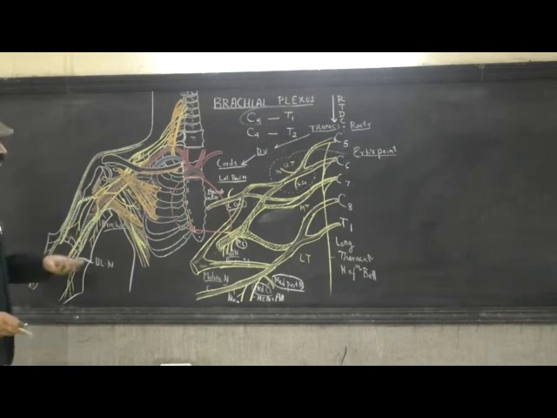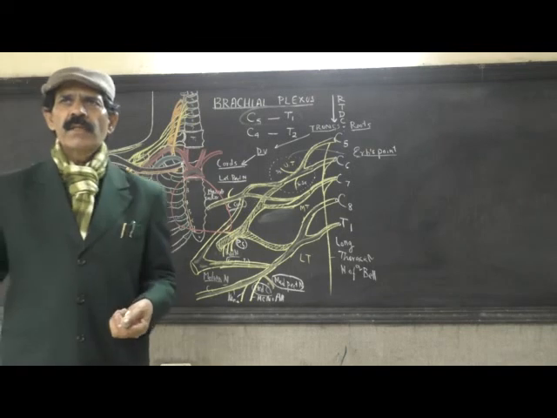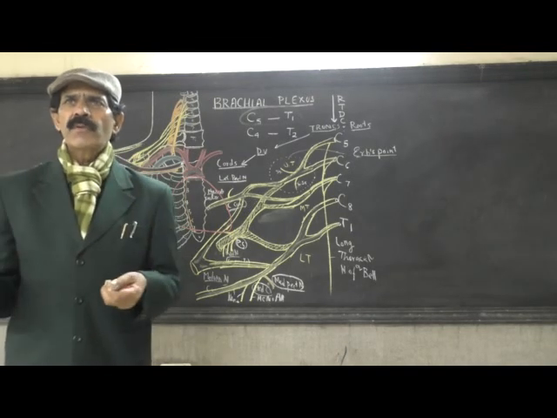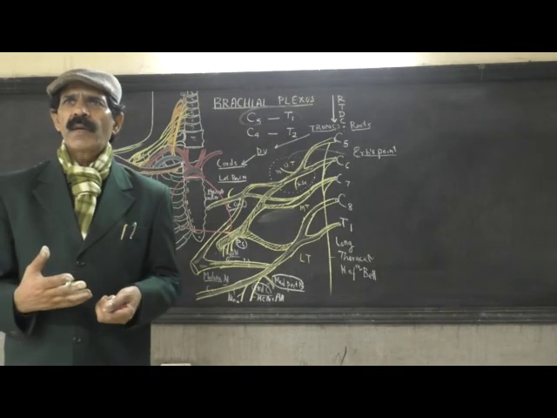So that is how we do the brachial plexus and superimpose it on the body. That picture gives you an idea of where it lies, and the rest of the applied anatomy will continue.